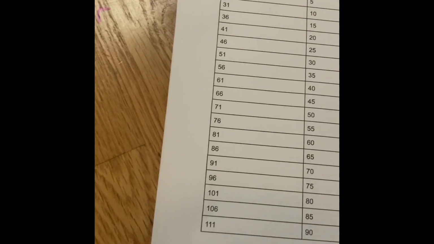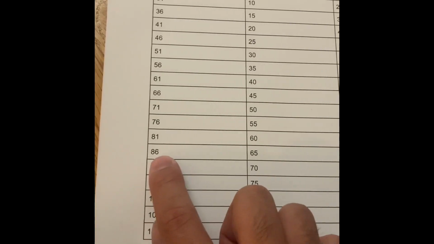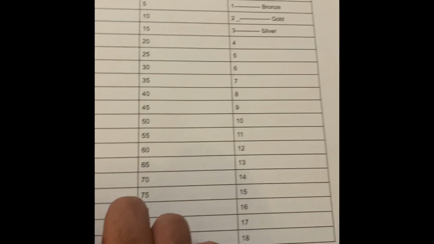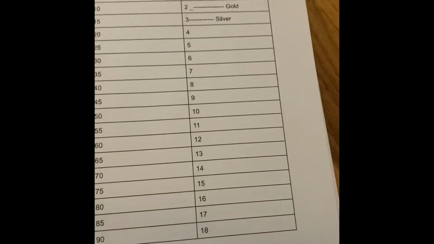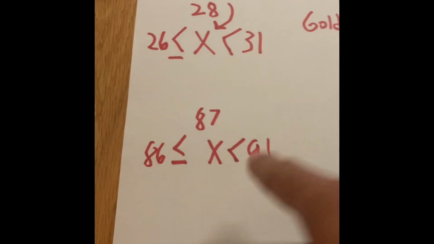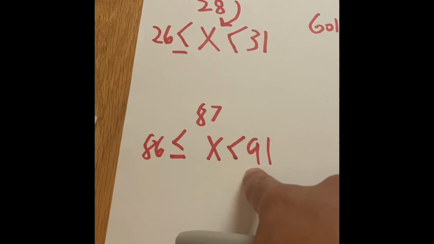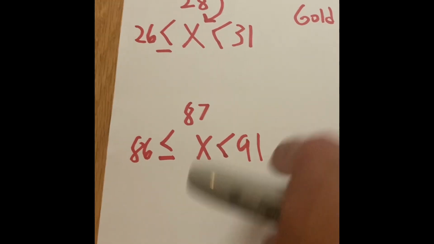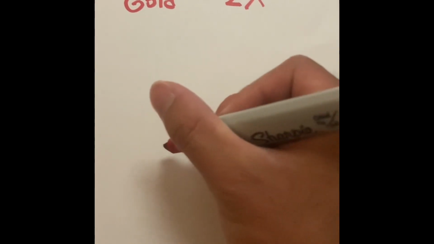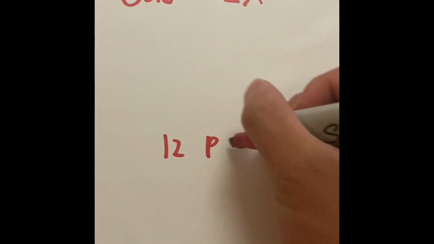If you take a look at the chart, he has gotten over 86 badges, meaning he'll get an astonishing 12 palms. He can't get 13 because 87 does not equal or is more than 91. So therefore, this Scout is going to earn 12 palms.